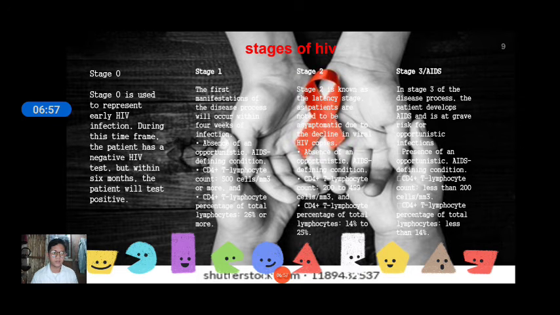So let's proceed with stage 1. The first manifestations of the disease process will occur within 4 weeks of infection. These manifestations may be mistaken for influenza and can include weakness, fatigue, headache, rash, night sweats, and a sore throat. This stage is marked by a rapid rise in the HIV viral load. It decreases the CD4 plus cell counts and increases CD8 cell counts.